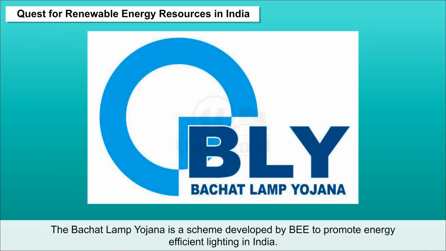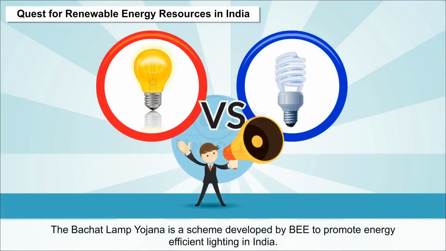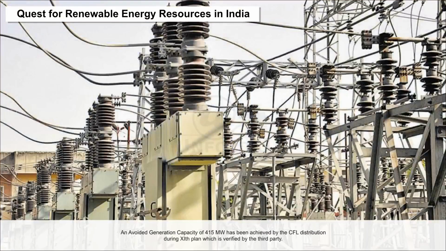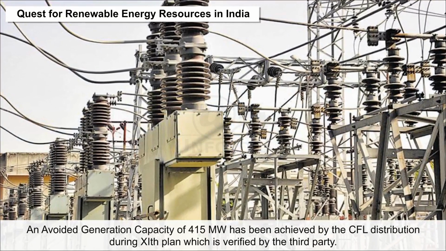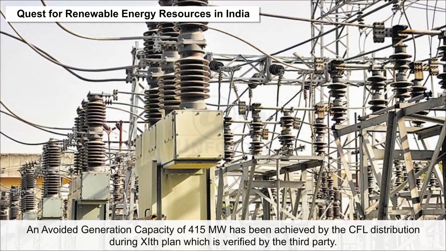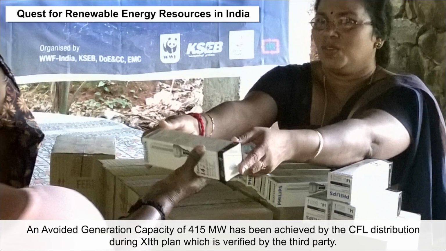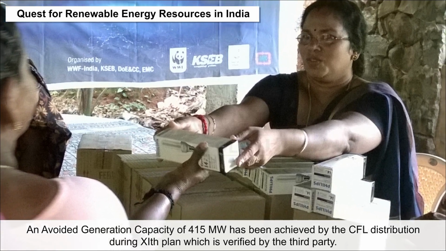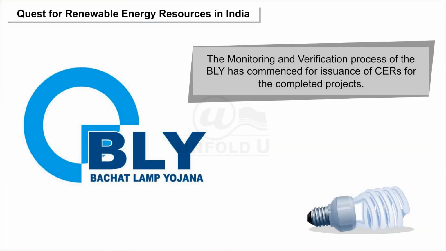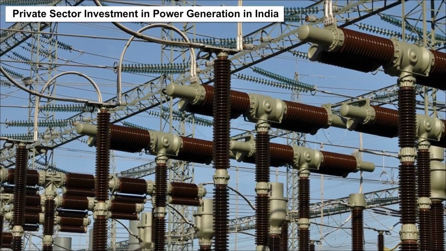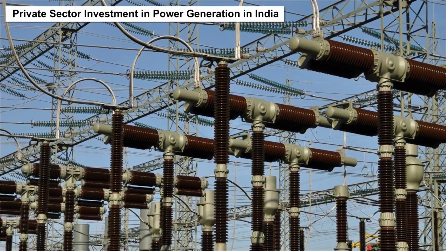The Bachat Lamp Yojana is a scheme developed by BEE to promote energy efficient lighting in India. An avoided generation capacity of 415 megawatt has been achieved by the CFL distribution during the 11th plan, which is verified by a third party. The monitoring and verification process of the BLY has commenced for issuance of CERs for the completed projects.